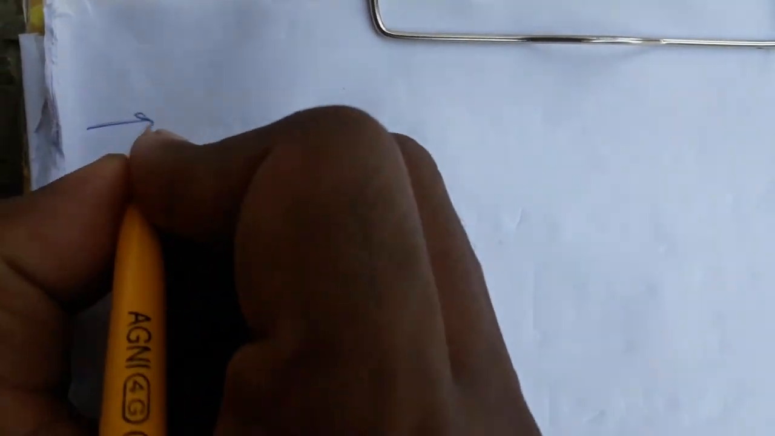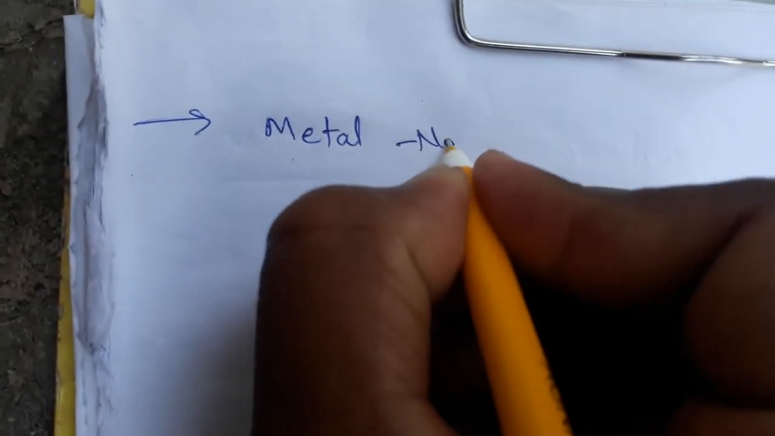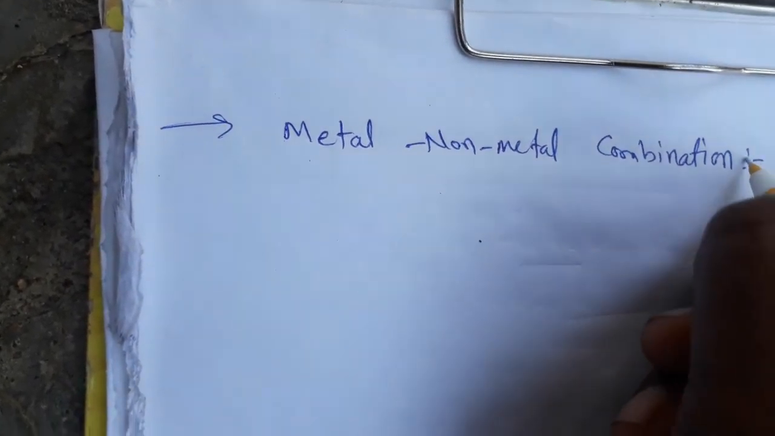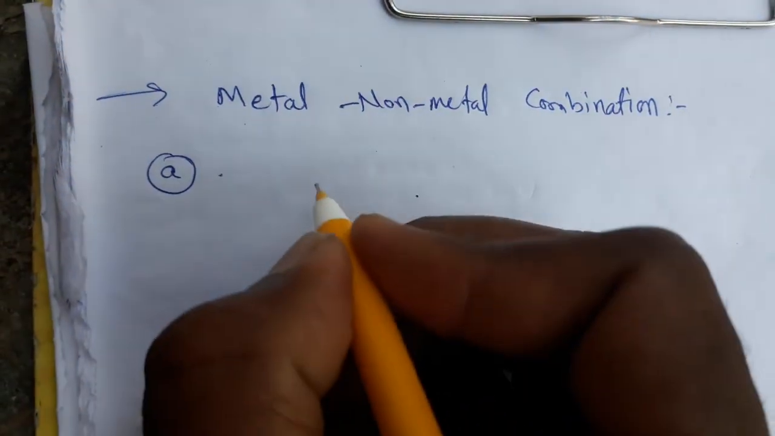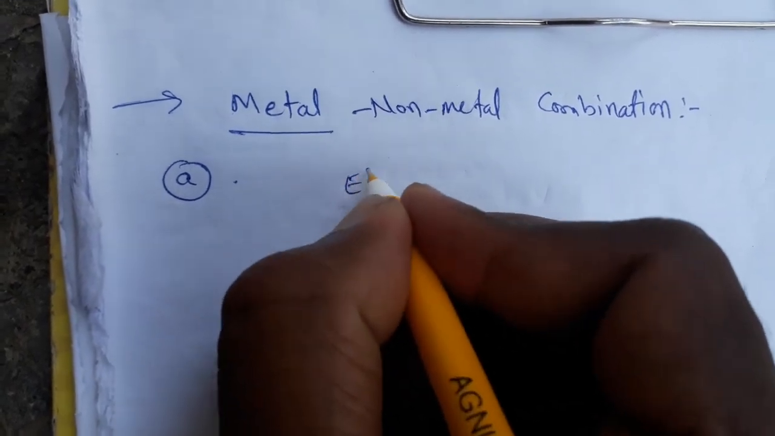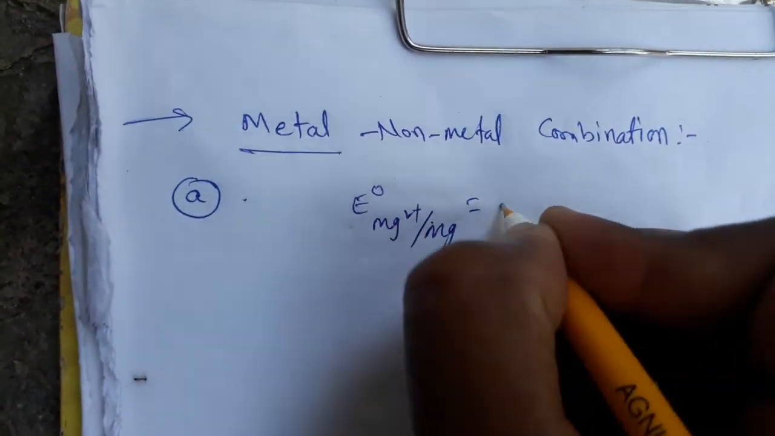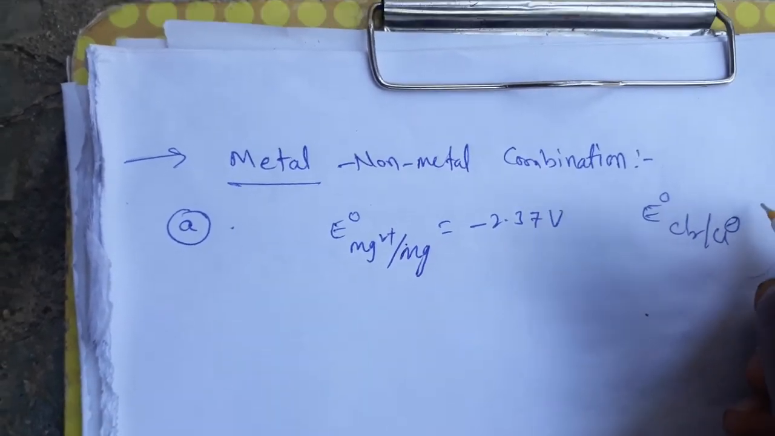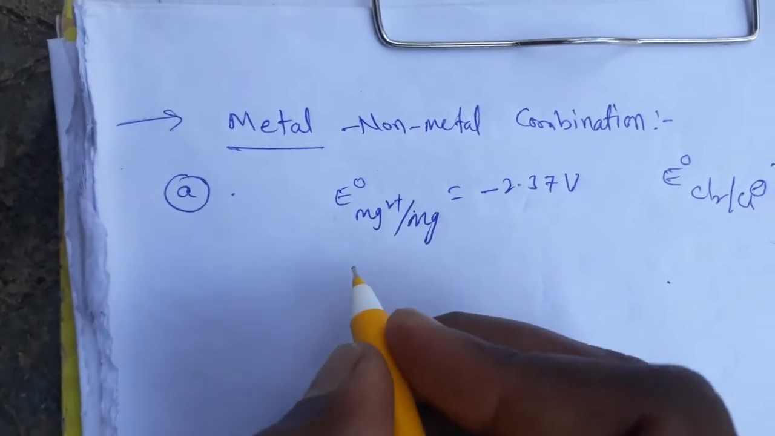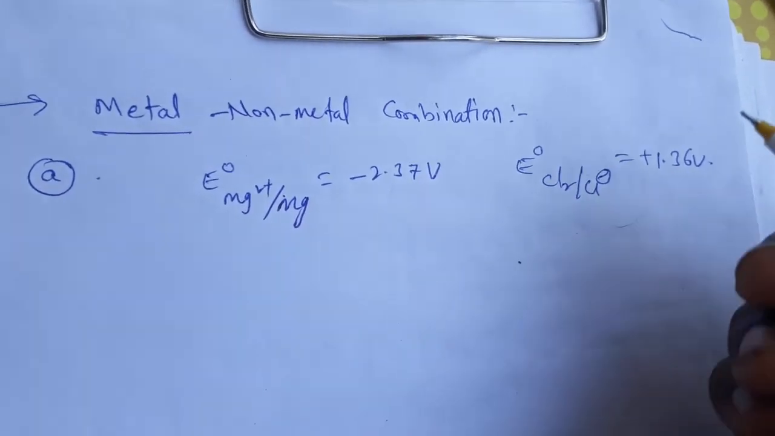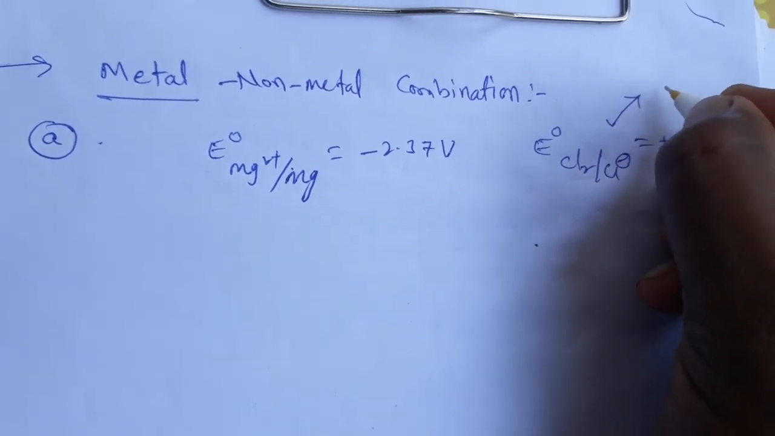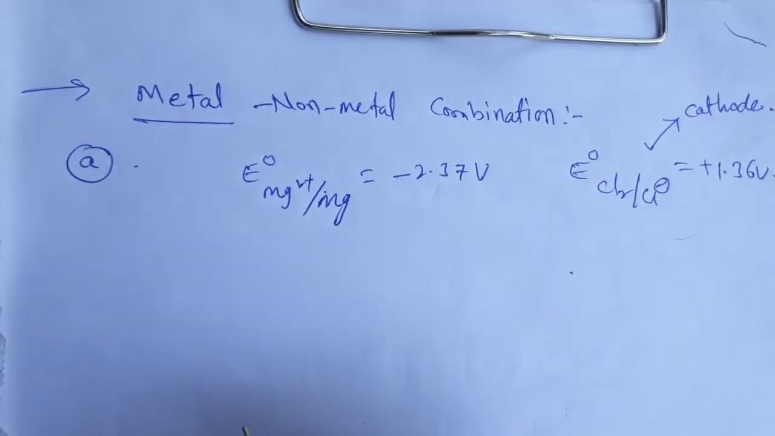So the next thing is the metal and non-metal combination. For the metal, you can take magnesium. E naught of Mg2 plus by magnesium is minus 2.37 volt, and for the non-metal chlorine, E naught of Cl2 by Cl minus is plus 1.36 volt. Which value is higher, minus or plus? Obviously the higher standard reduction potential means a good oxidizing agent, and it will come at the cathode.